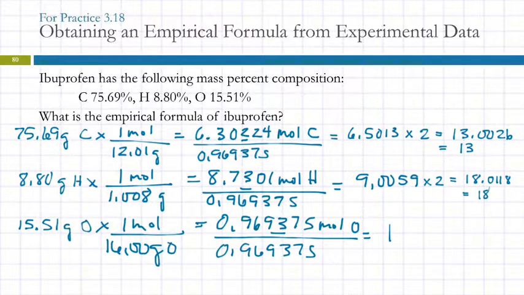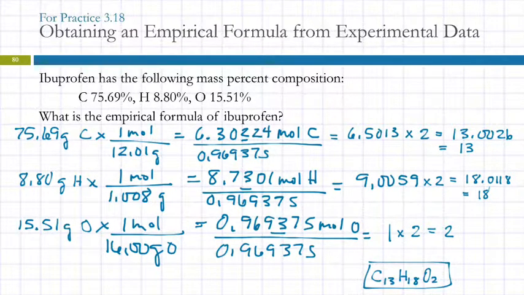And then I have 1 times 2 is 2. So I have a ratio of 13 to 18 to 2. That is the same ratio as 6.5 to 9 to 1. But I have to have it in whole numbers because I can't have 6.5 atoms of carbon. So I've got C13, H18, O2. That is the empirical formula for ibuprofen.